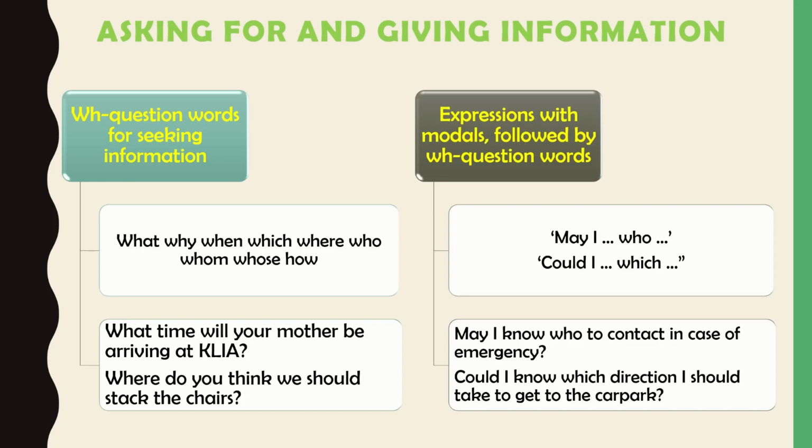So for example, "What time will your mother be arriving at KLIA?" So you want to ask about the time, not a specific time, a particular time. And then, "Where do you think we should stack the chairs?" You want to ask about the location. So that is how you use the WH questions to ask for information. You want to find more information about a particular thing.